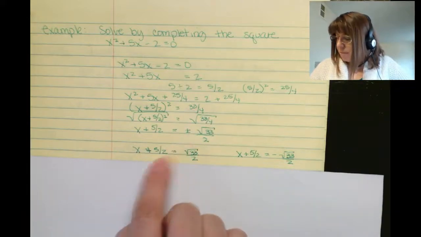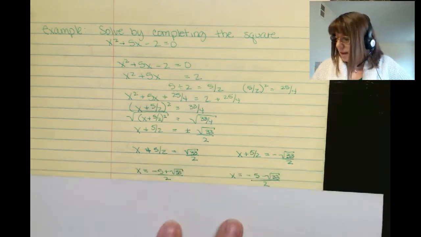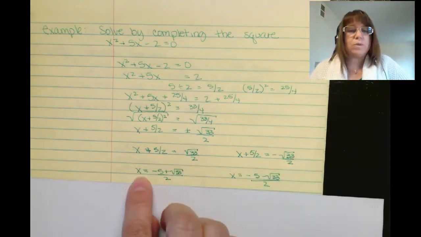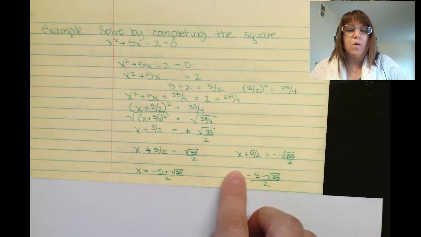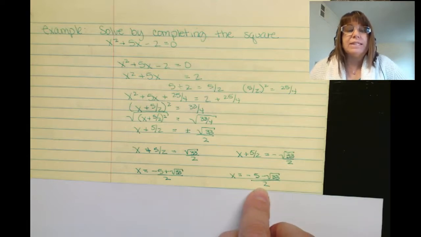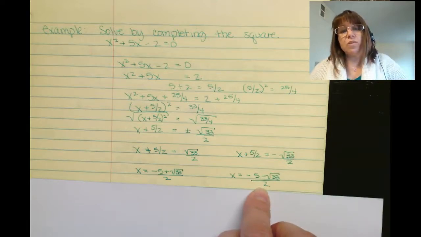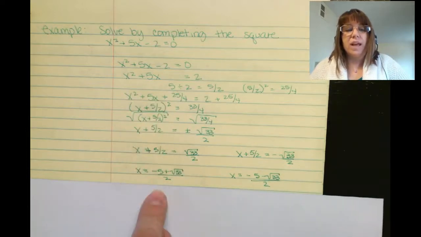Break it apart, and subtract 5 halves from both sides. And that will give me x equals negative 5 plus the square root of 33, all over 2, or x equals negative 5 minus the square root of 33 over 2. Now you can see you would not have been able to factor this problem, but we do have a solution.